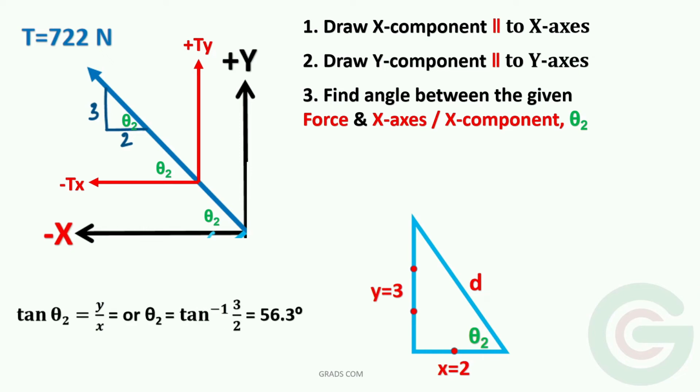Tan theta is equal to opposite side by adjacent side. Opposite side is 3, adjacent side is 2. So tan theta is equal to 3 divided by 2. So theta 2 we get it as 56.3 degrees.